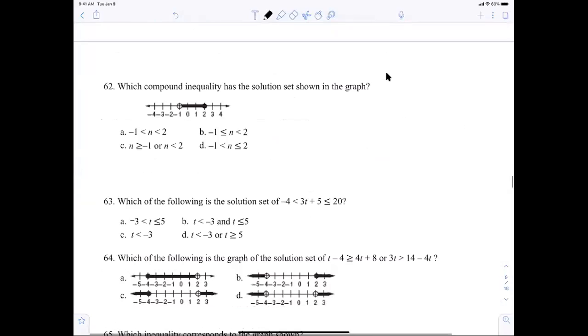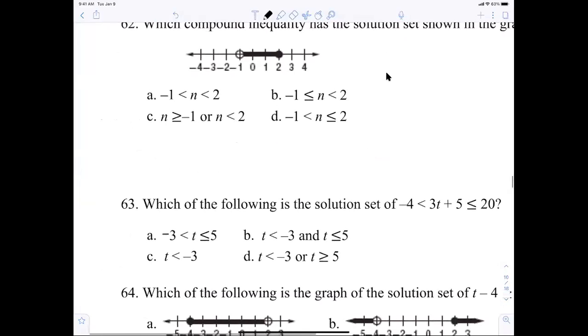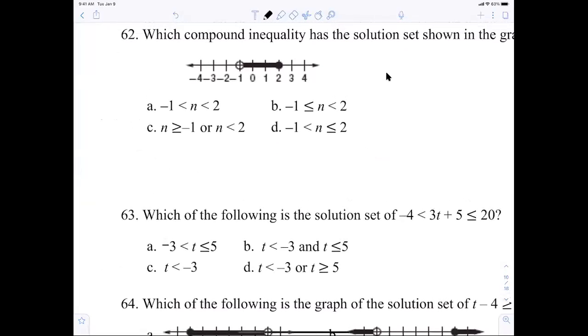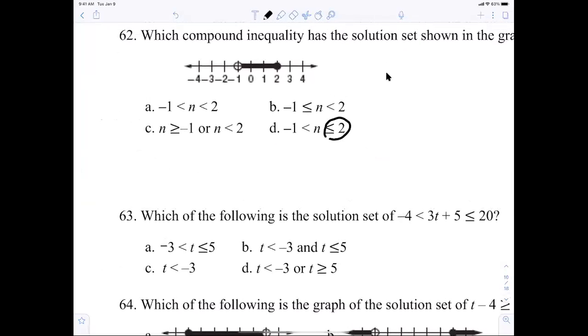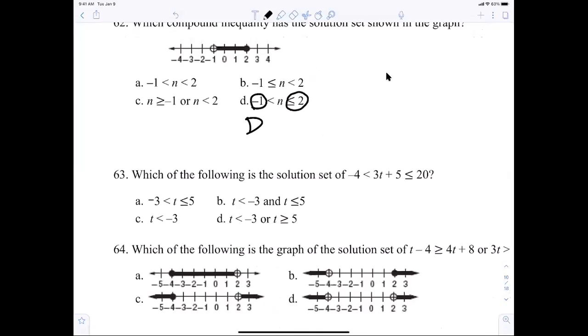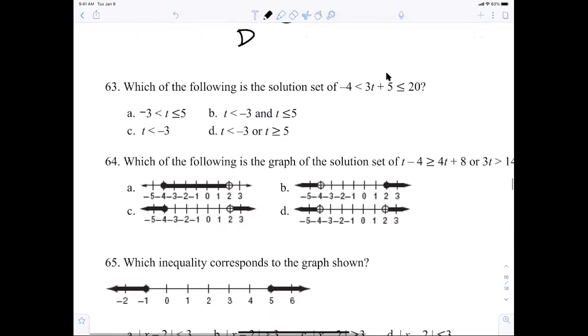Oh, yeah, that's exactly what I'm talking about. All right, so here we're less than or equal to 2. Less than or equal to 2. Greater than negative 1. So correct answer is D. Are you okay with that? Anybody have any issues? Trimble, you good? Yeah. Okay, now number 63.